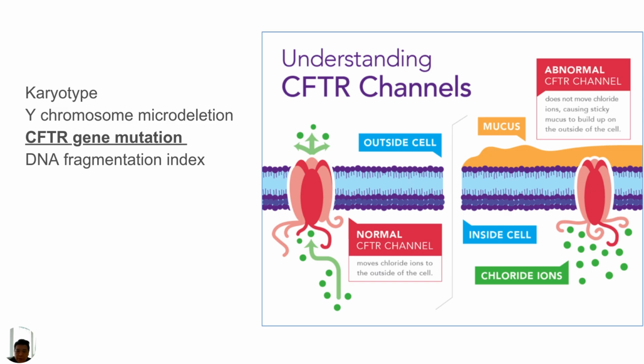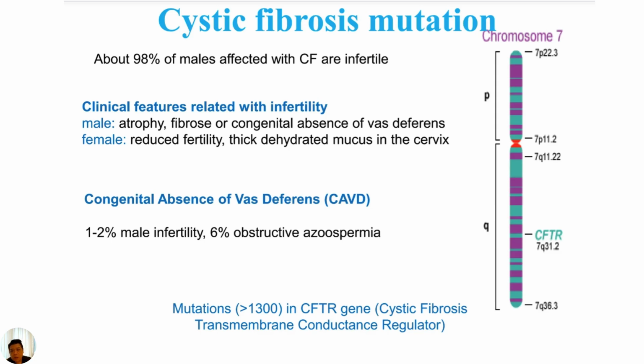The next genetic evaluation is the cystic fibrosis transmembrane conductance regulator gene mutation. 98% of males affected with cystic fibrosis are infertile. The chromosome 7q is where the cystic fibrosis gene is located. In males with cystic fibrosis, infertility is due to atrophy, fibrosis, and congenital absence of vas deferens. Congenital absence of vas deferens in cystic fibrosis comprises 1 to 2% of male infertility and 6% of obstructive azoospermia.